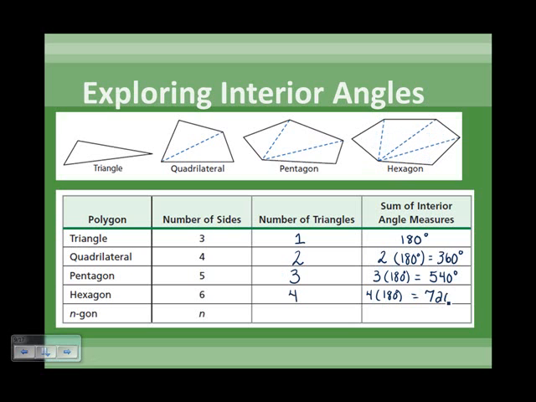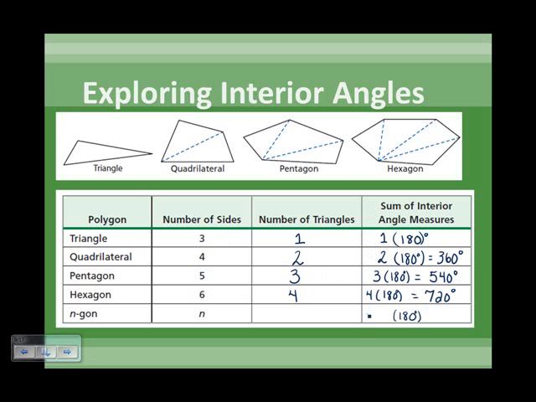which would be 720 degrees. So if we were to go back here and put this 1 in, because it's 1 times 180, we could find a pattern. 3 sides, 1 times 180, 4 sides, 2 times 180, 5 sides, 3 times 180, 6 sides, 4 times 180. So it looks like we're always going to be multiplying something times 180 to get our final answer. Well, 4 is 2 less than 6, 3 is 2 less than 5, 2 is 2 less than 4, and 1 is 2 less than 3.